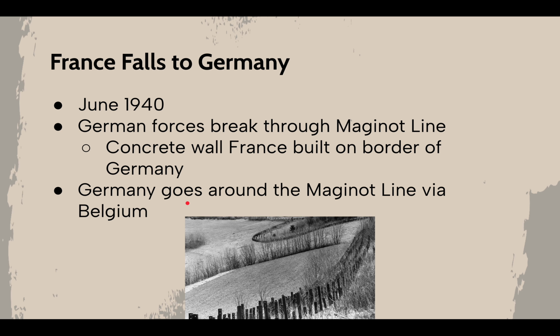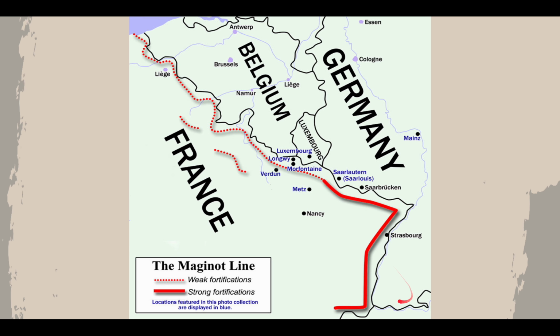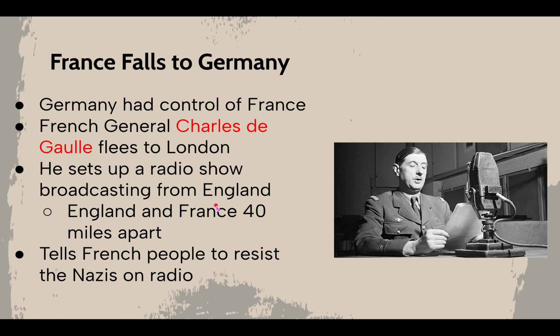Germany simply goes around the Maginot Line via Belgium, and I'll show you a map right here. The Maginot Line was fortified right here, and then it had weaker fortifications here. Of course, France did it all along the border of Germany, but Germany had the brilliant idea of, hey, why don't we simply go around the fortification? We'll just go through Belgium and into France, where the wall is weak. And that's exactly what Germany did.